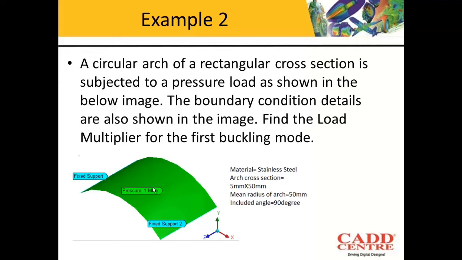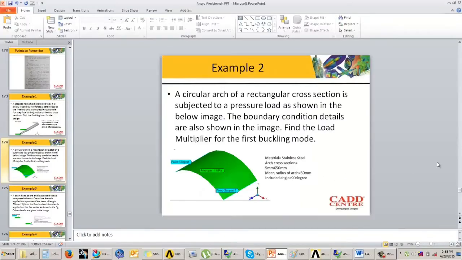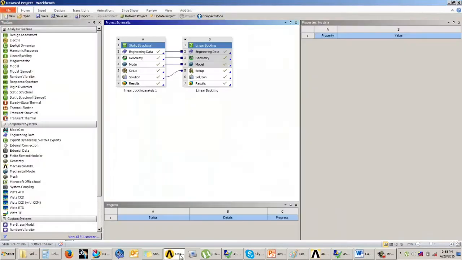The material that is going to be used for this arc is stainless steel, and the arc cross section is 5 mm into 50 mm. Mean radius of the arc is 50 mm, and the included angle is 90 degrees. Okay, so now in this condition you can see that as per the dimensions given, the thickness of the model is very small. So rather than creating this as a 3D model, we can consider this to be a 2D model. Okay, so let us see how to perform this analysis in Ansys Workbench.